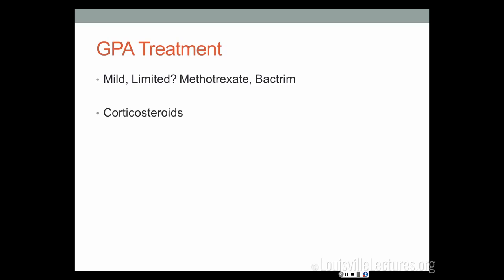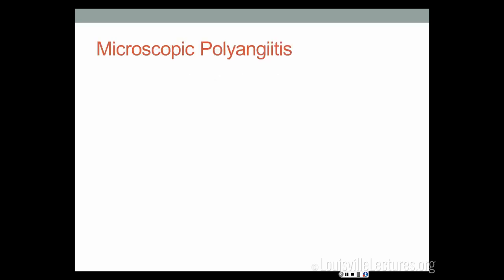Corticosteroids most of the time. In severe disease, it used to be cyclophosphamide was the drug of choice, and then a couple of years ago we found out that rituximab works really well, and so rituximab is slowly replacing cyclophosphamide as the agent of first choice for GPA. Rituximab is the anti-CD20, anti-B cell monoclonal antibody. So that's GPA. Any questions there?